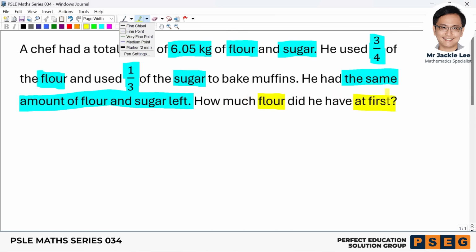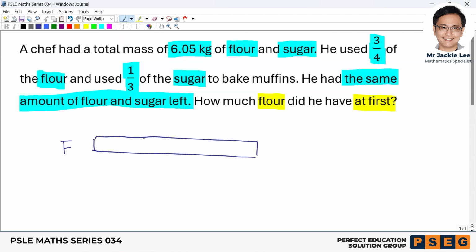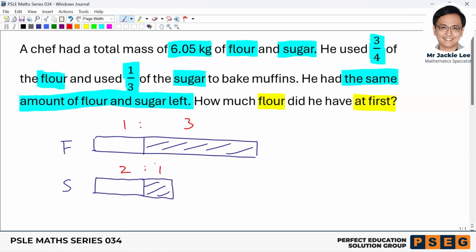Okay, so I think we draw two bars, one for the flour, one for the sugar. So for flour, we use up 3/4 of it. So possibly maybe here, these are all used up. Then what is left is in the ratio of 1 to 3, am I right? Then when it comes to the sugar, we make sure that the sugar and flour left behind are the same amount. So therefore, use up 1/3, right? So likely something like this perhaps. This one being used up. Use up 1/3, that means this should be 2 to 1 now, right?